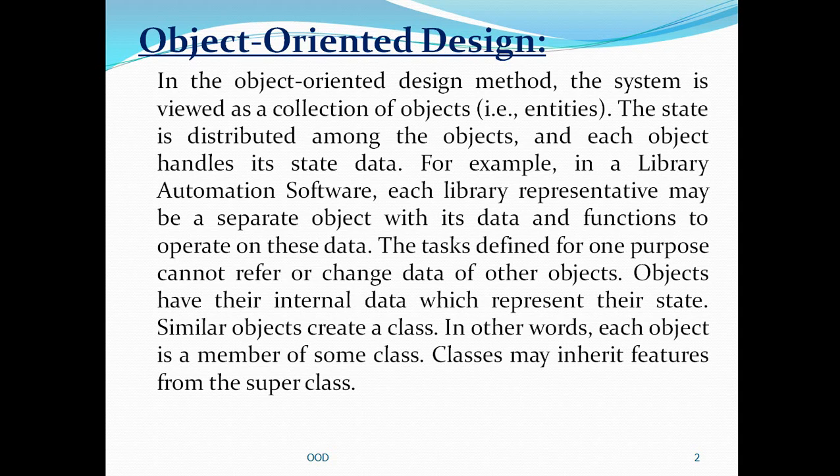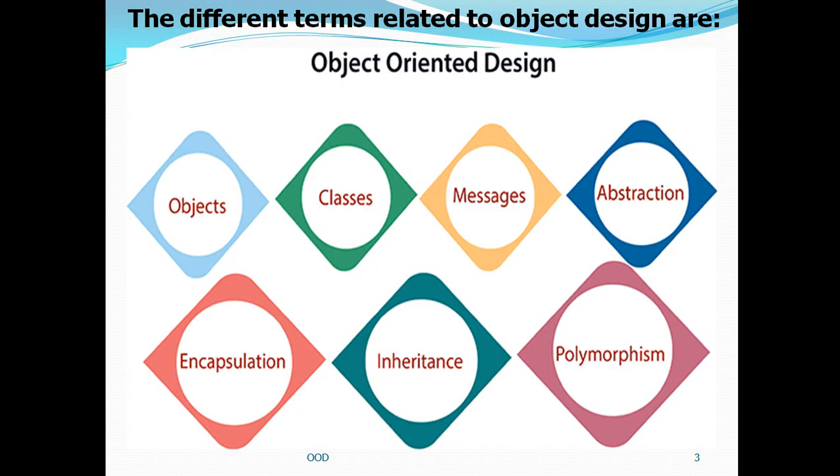We can build a complex system. It provides security, integrity, and consistency to the system. A class contains one or more objects. So these are all the features of object oriented design. Now we come to the next point. The different terms related to object oriented design are object, classes, messages, abstraction, encapsulation, inheritance, and polymorphism. We will discuss them one by one.